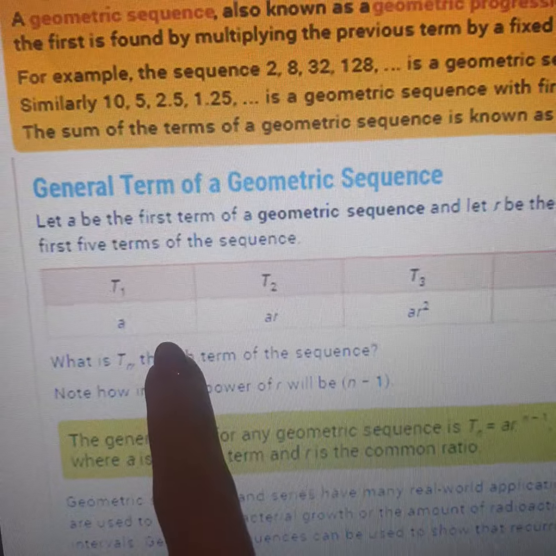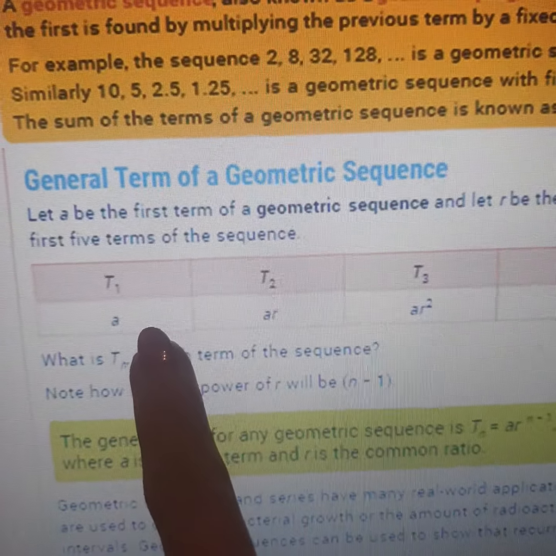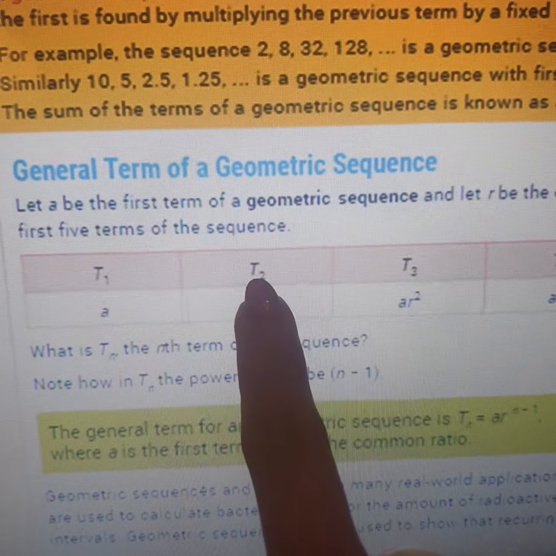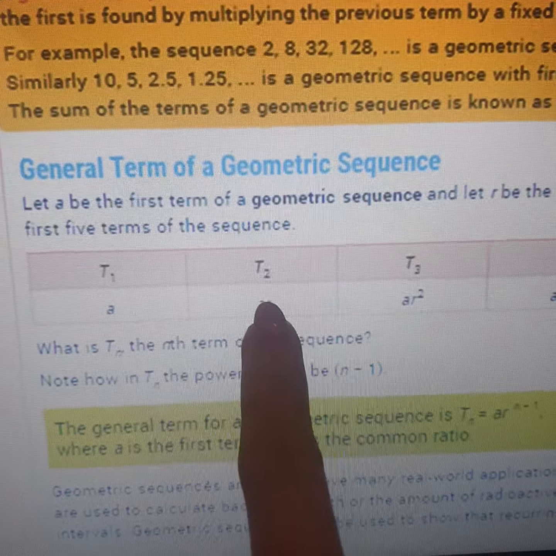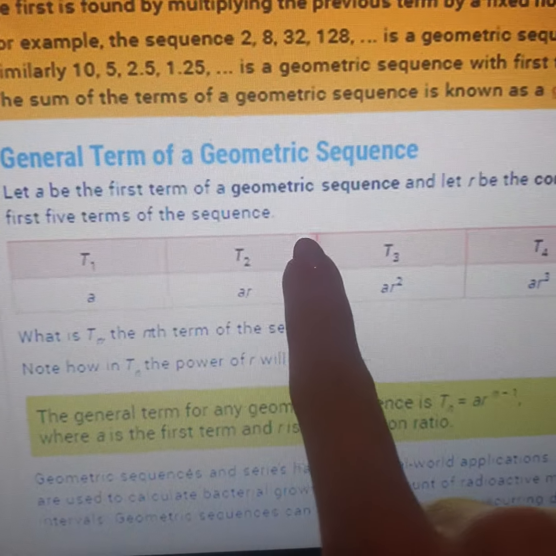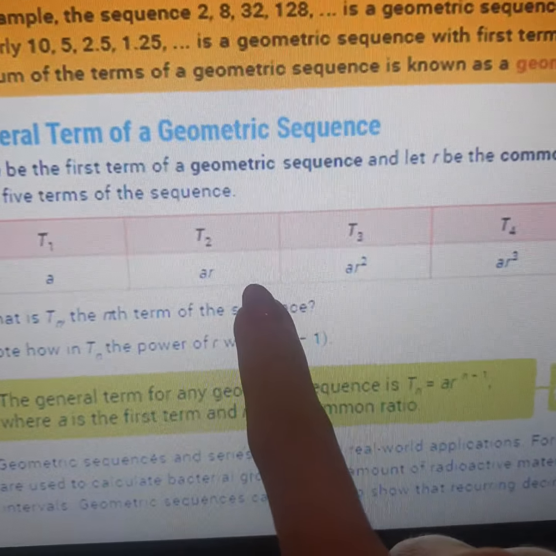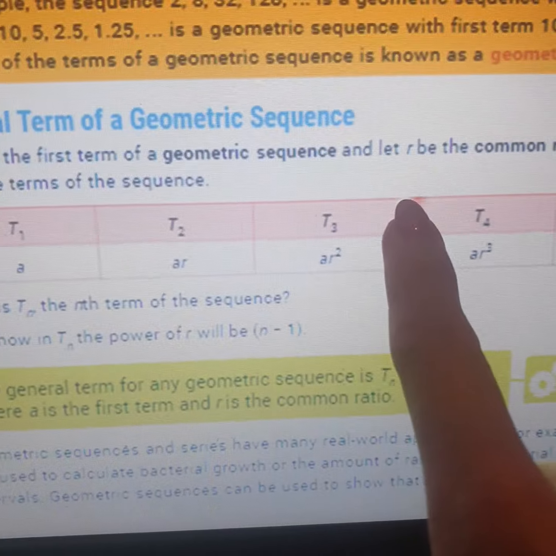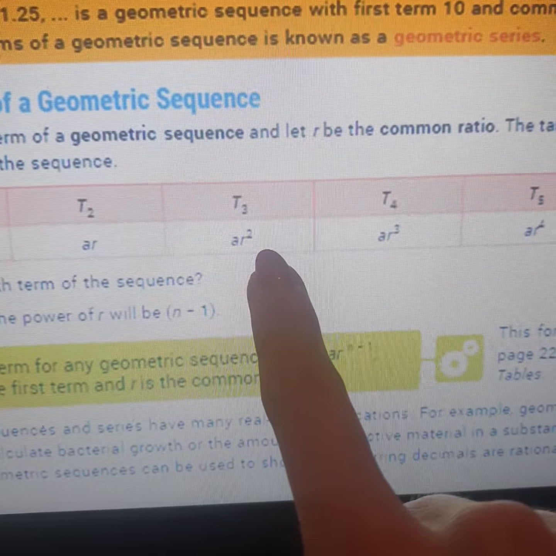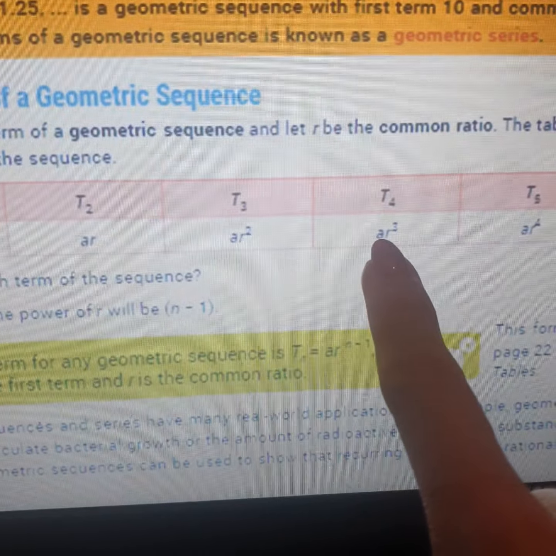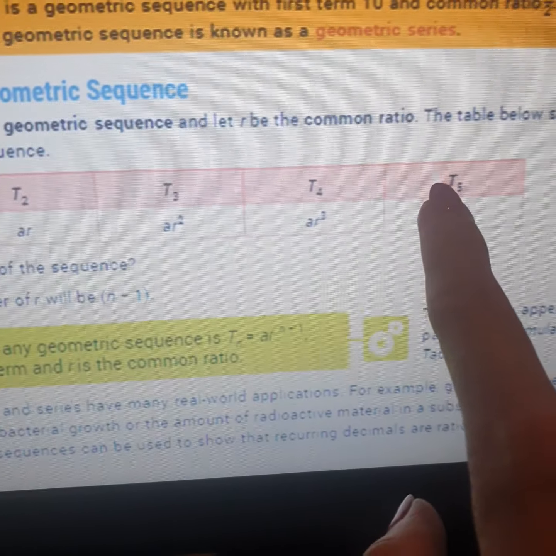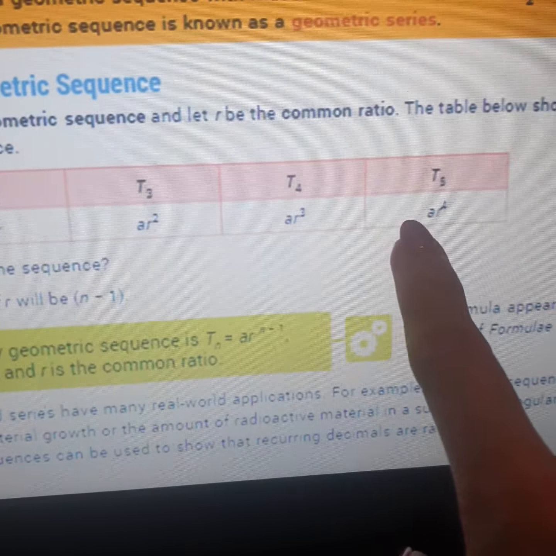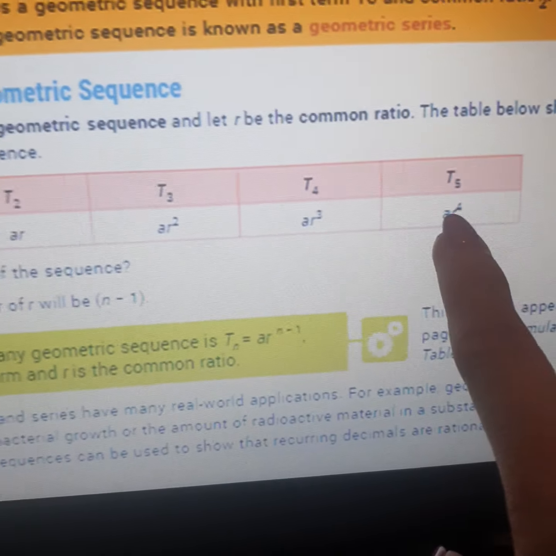The table below shows the first 5 terms of a geometric sequence. So T1 is always A. But how are you getting from term 1, which is T1, to term 2? You're multiplying it by R. How are you getting from term 2 to term 3? You're multiplying it by R, the common ratio, so that gives you AR squared. How are you getting from term 3 to term 4? You're multiplying this by R. This will give you AR cubed. How are you getting from term 4 to term 5? You're multiplying the previous term by R, which will give you AR to the power of 4.